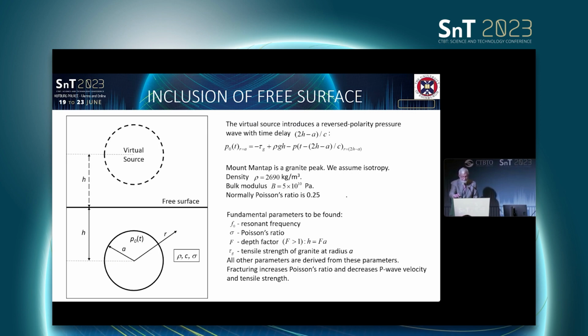Now, the first explosion leaked, so it was close to the surface. So all these other ones didn't leak, but they can't be that far from the surface. So we don't know how deep they are. And so we say we have an unknown parameter, and I'm calling it f, and f times a equals h, the depth. So the key parameters that we need to find are the resonant frequency, Poisson's ratio, this depth factor f, and the tensile strength of the granite at the radius A.